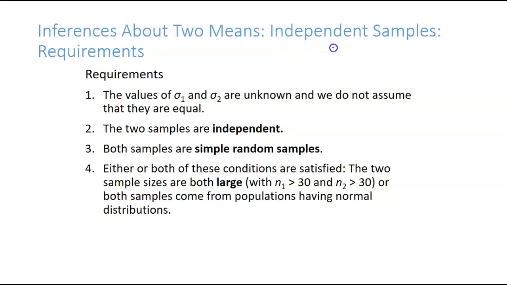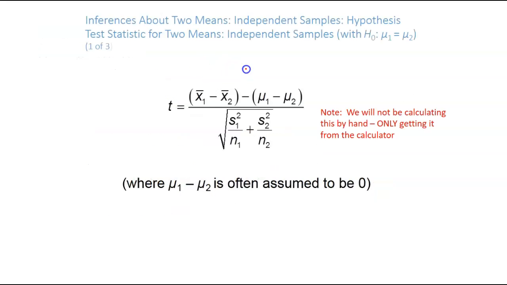The requirements for independent samples: we're going to assume the values of our population standard deviation for both populations are unknown, and we don't assume that they're equal to each other. The two samples are independent. Both samples are simple random samples, and either the two samples are both large with their sample size being greater than 30, or both samples come from populations having normal distribution. Very similar requirements to what we would have done for just a regular hypothesis test and confidence interval involving means. This is our test statistic formula.